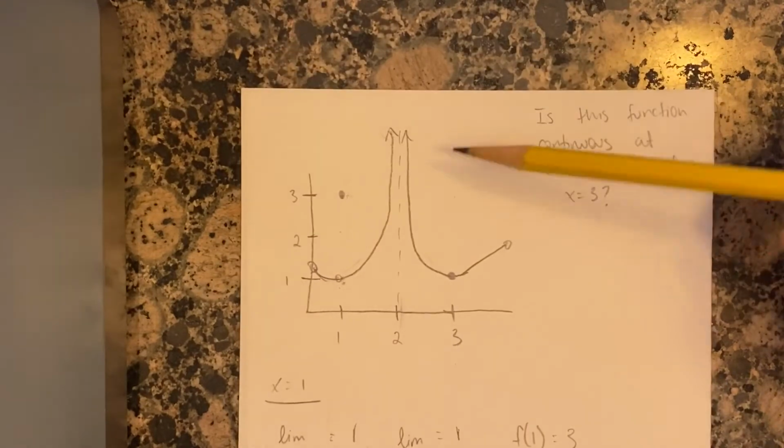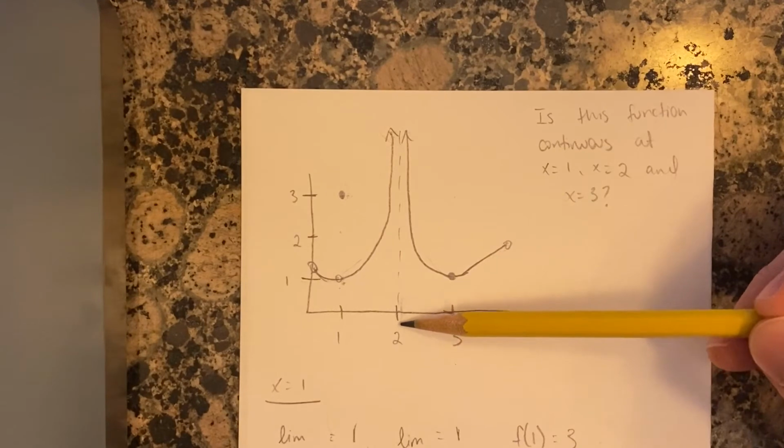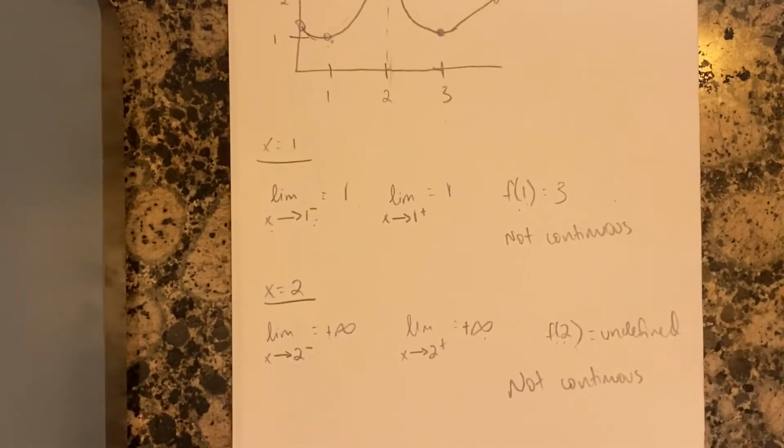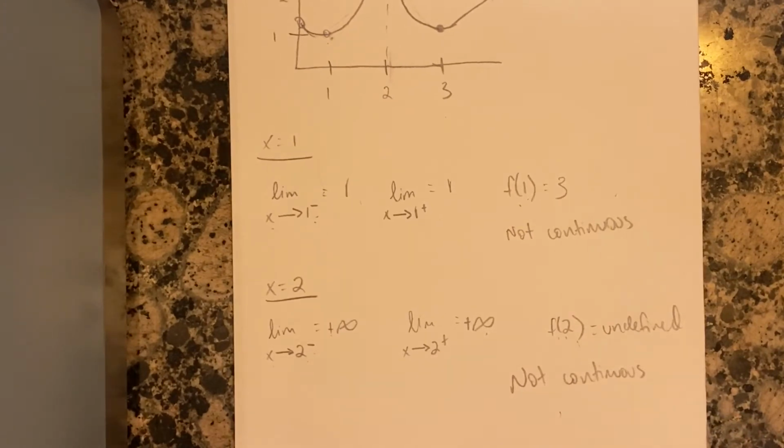So here, since we have a vertical asymptote at x equals 2, we could say that it's undefined, meaning that at x equals 2, this function is not continuous at all, because we have infinite discontinuity, for it goes on forever and ever.